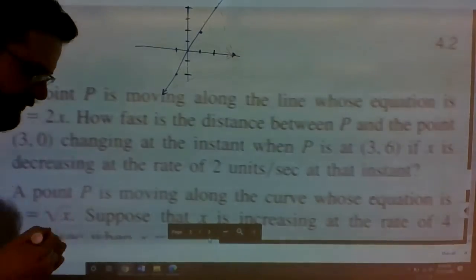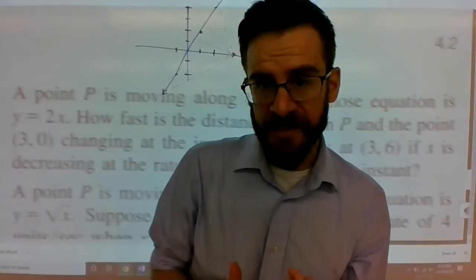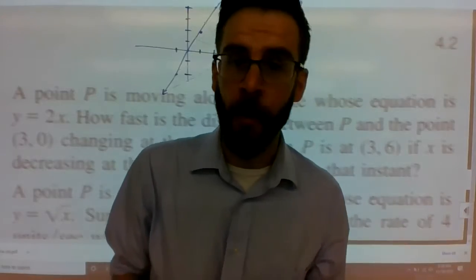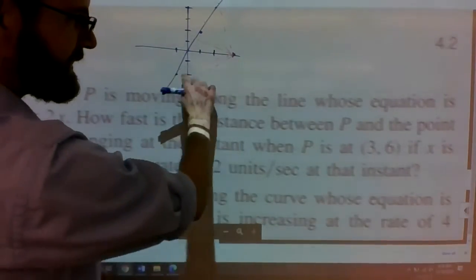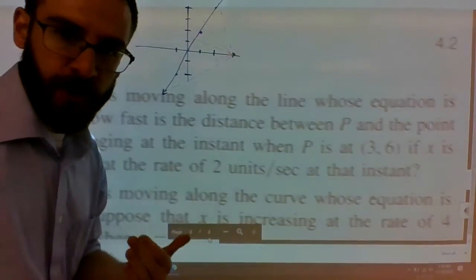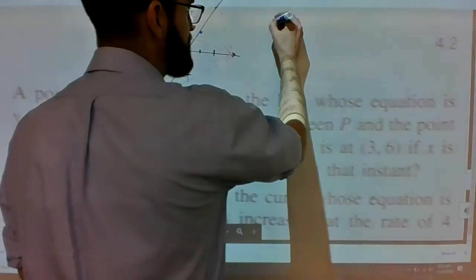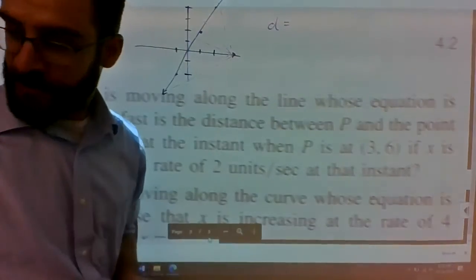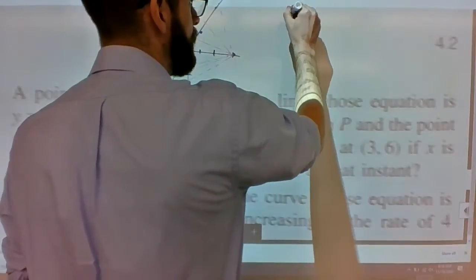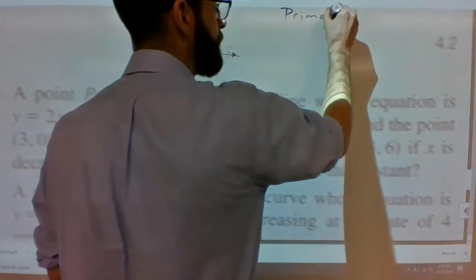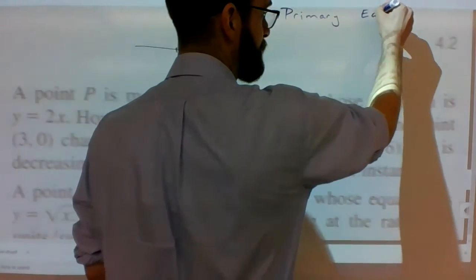So what can we do? Well, first of all, we have to determine what's our primary equation. What's the thing that we're optimizing? What's the thing that we're taking the derivative of? Well, this imaginary red dashed line represents the distance between 2 points. So it stands to reason that the distance formula is going to be our primary equation.